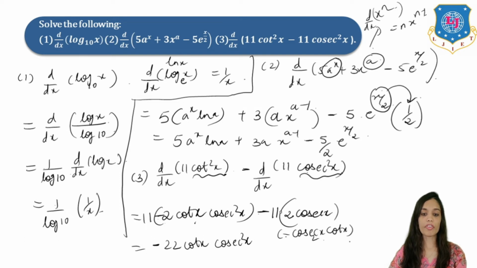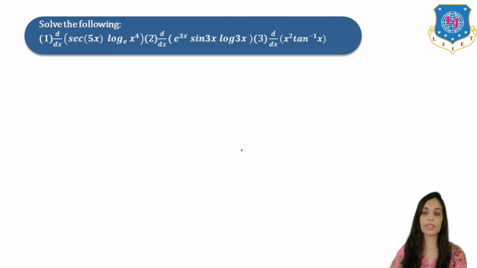Done? Now this 2 into 11 will be minus 22 cot x into cosec square x. So if we simplify this, what will come? Minus minus plus 22 cosec square x into cot x. Fine. So now finally these two get cancelled out. So answer is what? 0. So now let us move towards the next example. So now we have to solve the following. So let us start with the first sum.